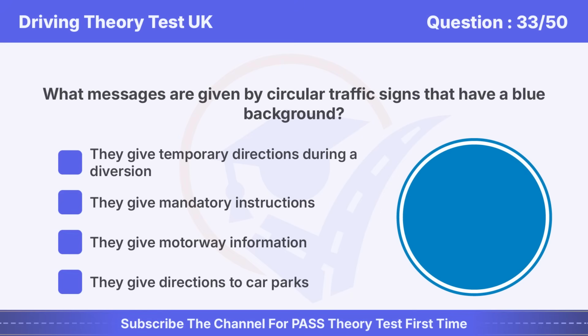Question 33. What messages are given by circular traffic signs that have a blue background? Option A. They give temporary directions during a diversion. B. They give mandatory instructions. C. They give motorway information. D. They give directions to car parks.